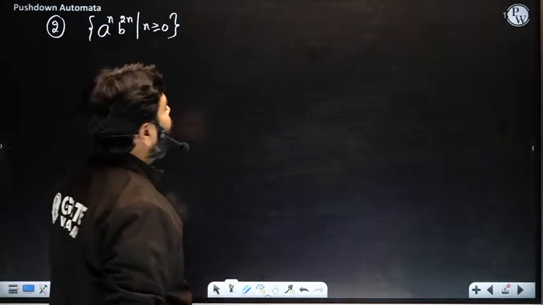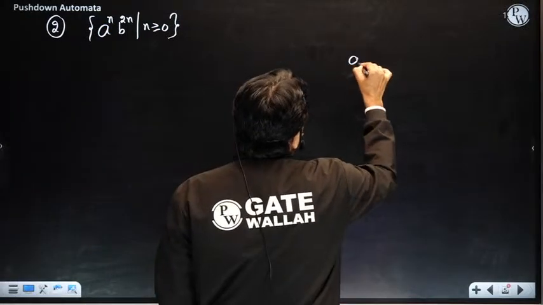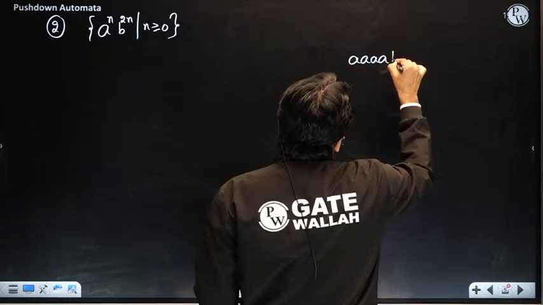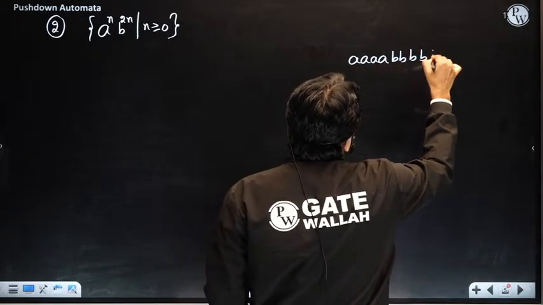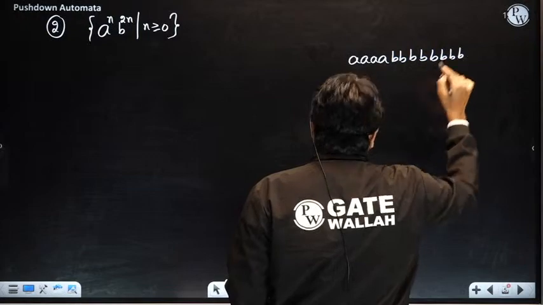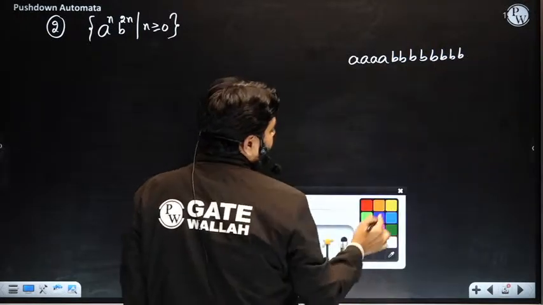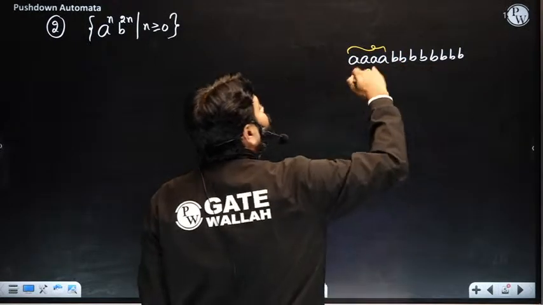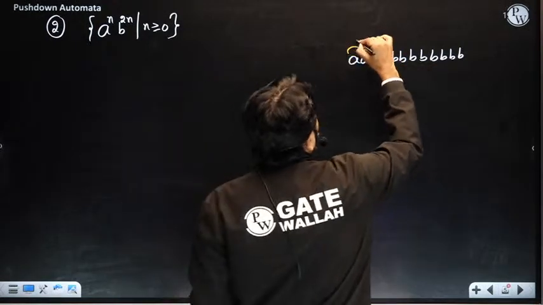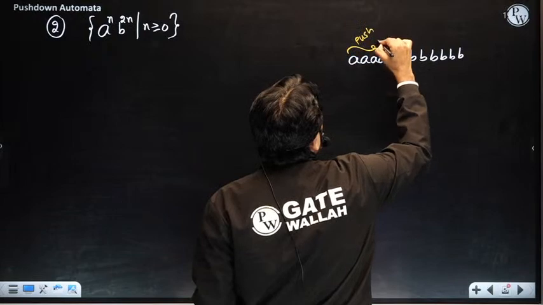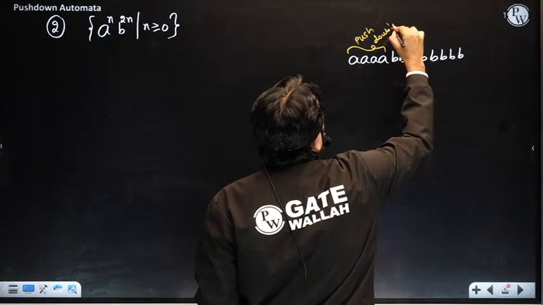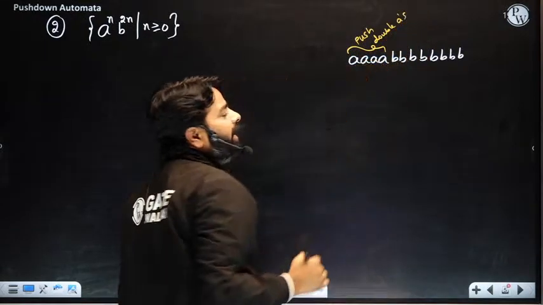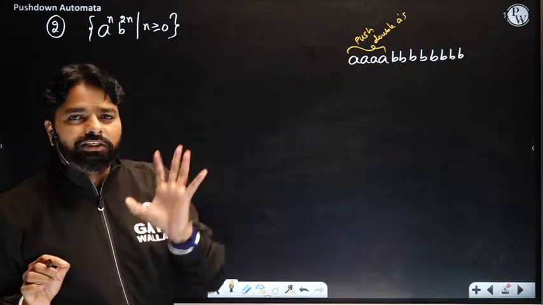What is the logic now? Let's take 4 a's. How many b's should be there? 8 b's: 1, 2, 3, 4, 5, 6, 7, 8. And at the end of the input you may assume epsilon or dollar, your choice. So this is what you do: you push double a's, push 8 a's. Push double. That means for every a you have to put 2 a's on the stack.